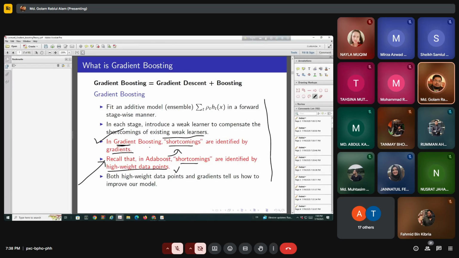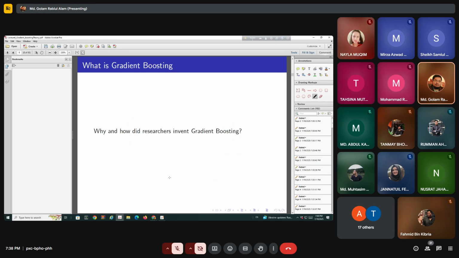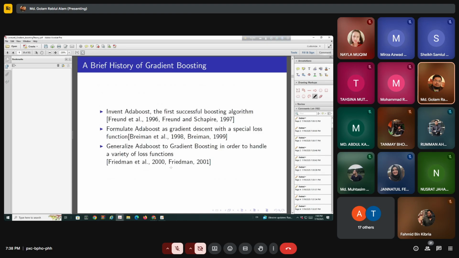So in our gradient boosting, the shortcomings we will identify through the gradients. But in our AdaBoost, the shortcomings are identified by the higher weight of the data points. So we can see the evolution of our algorithm.